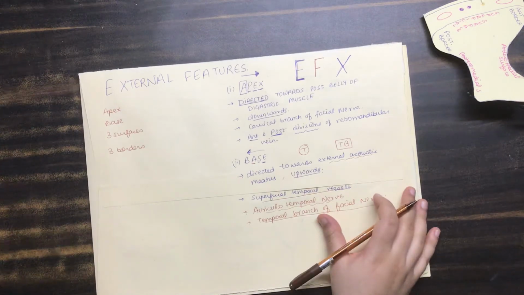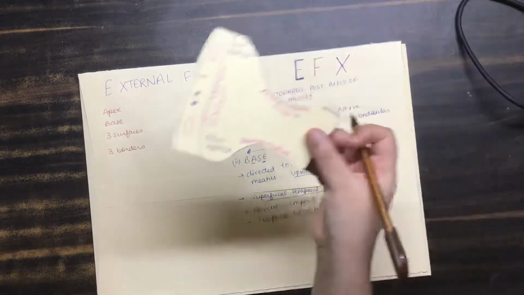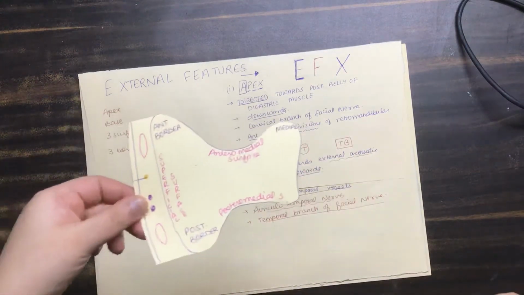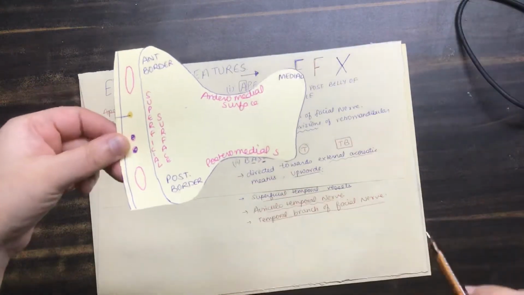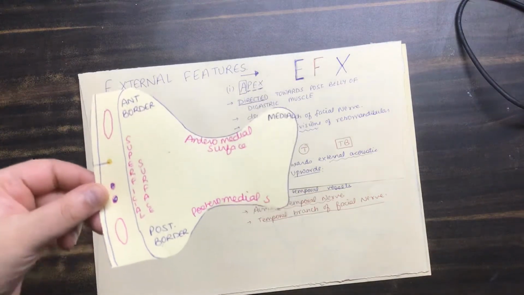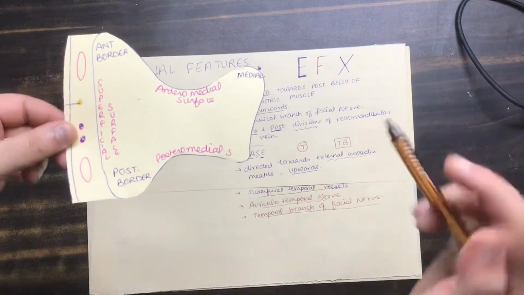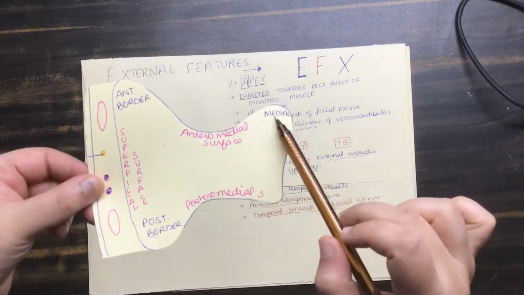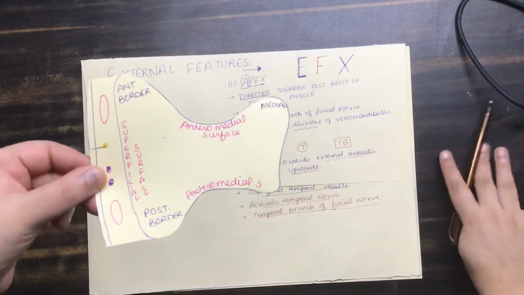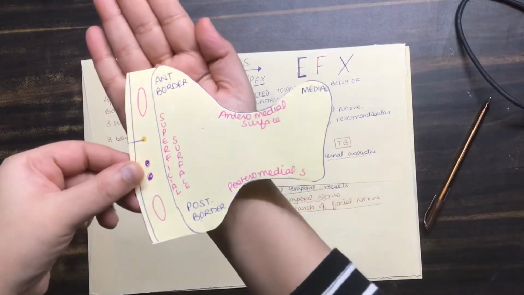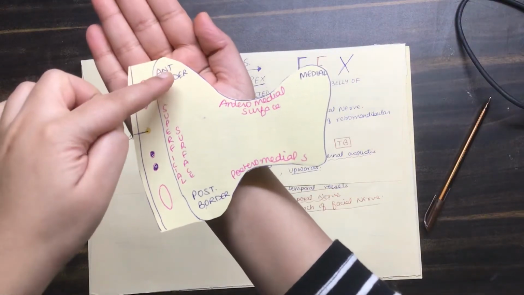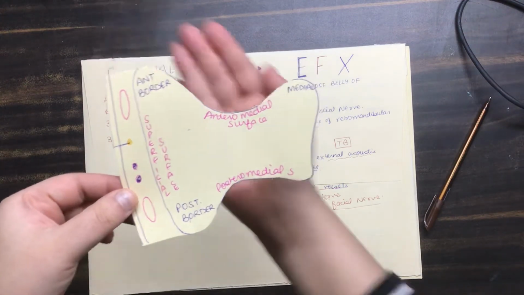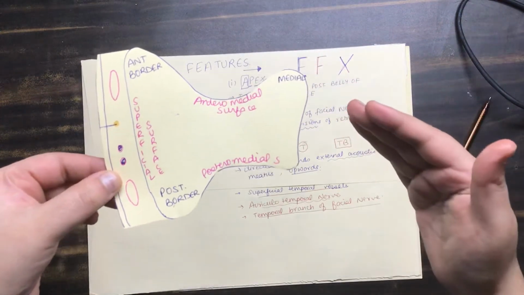Now we are moving ahead to the surfaces. For understanding the surfaces, I recommend drawing this diagram, because it will be very helpful for seeing the surfaces and the borders of the parotid gland. In this diagram, this is the anterior border, this is the posterior border, and this is the medial border. The anterior border rests upon the masseter muscle. The posterior border rests upon the sternocleidomastoid, and the medial border is present on the lateral wall of the pharynx.